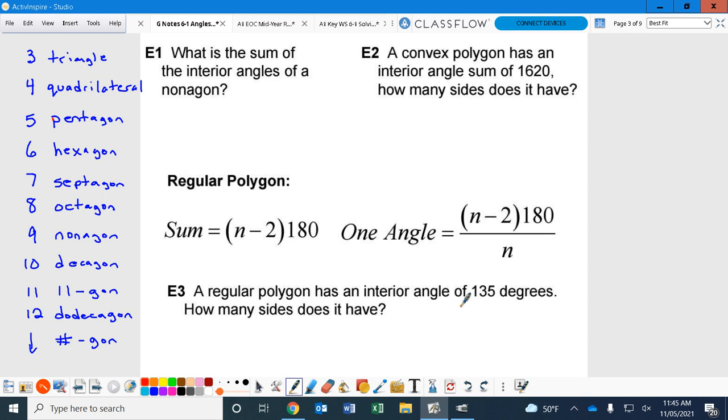S-E-P-T-G-O-N. Septagon. Okay, if you'll just put it in the basket face down, it doesn't have any makeup word listed at the bottom. Okay, perfect. Thank you. And you've got the worksheet, and have fun.